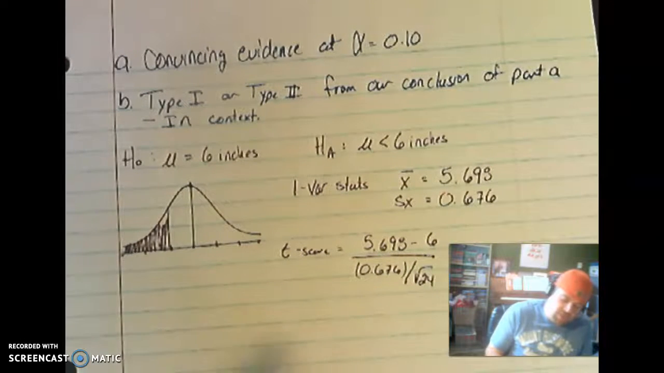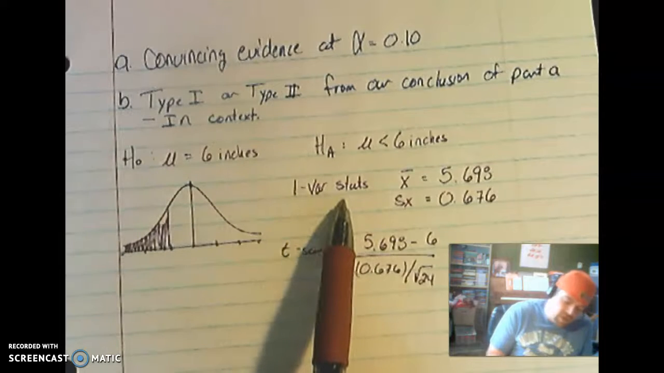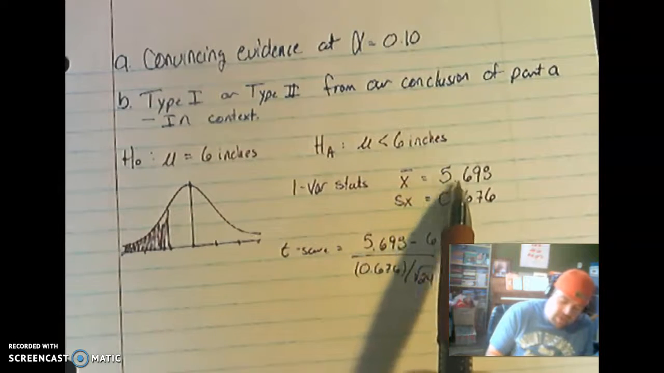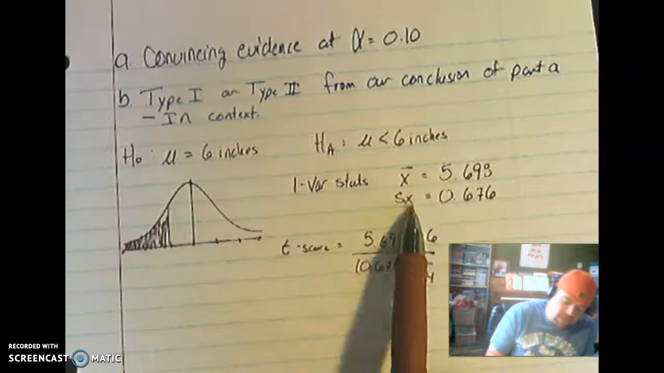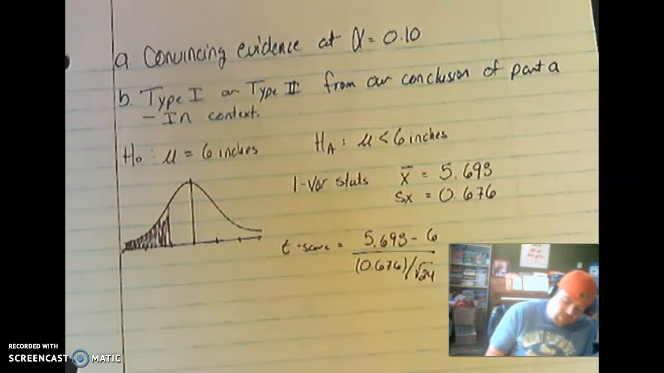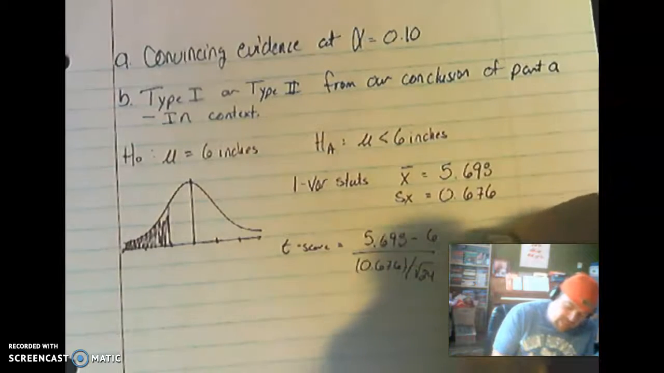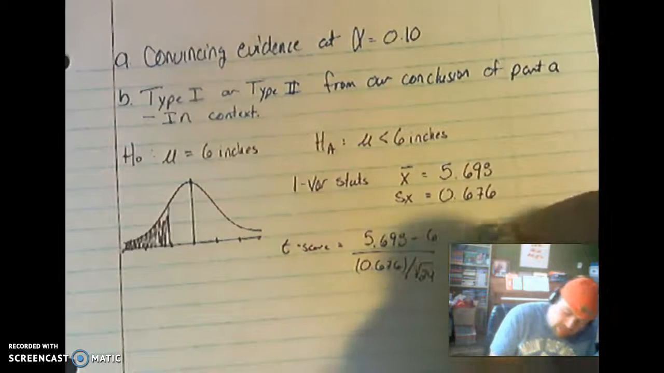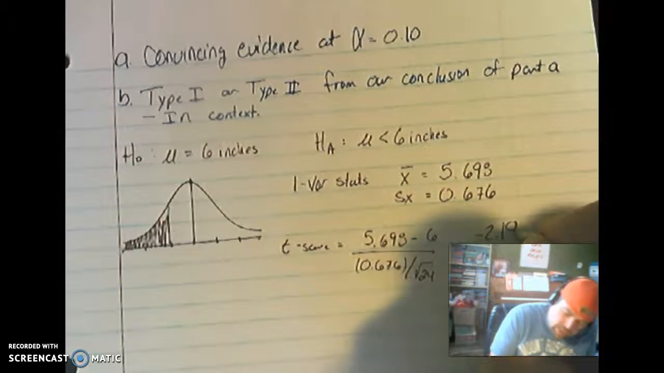Then I'm going to do my 1-Var Stats test, where I find x-bar is equal to 5.698 and Sx is 0.676. I do my test statistic and I find it is negative 2.19.